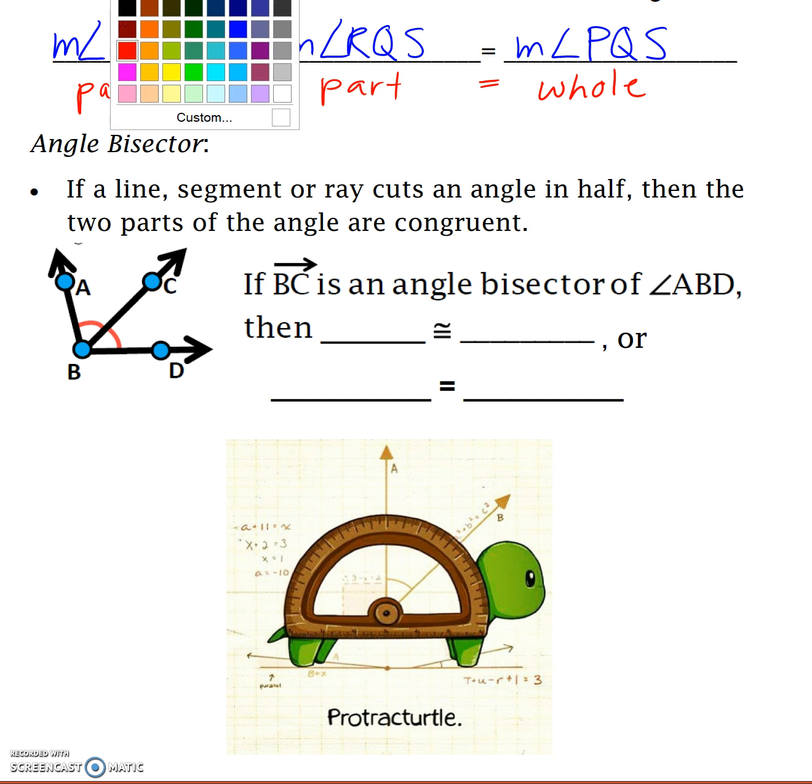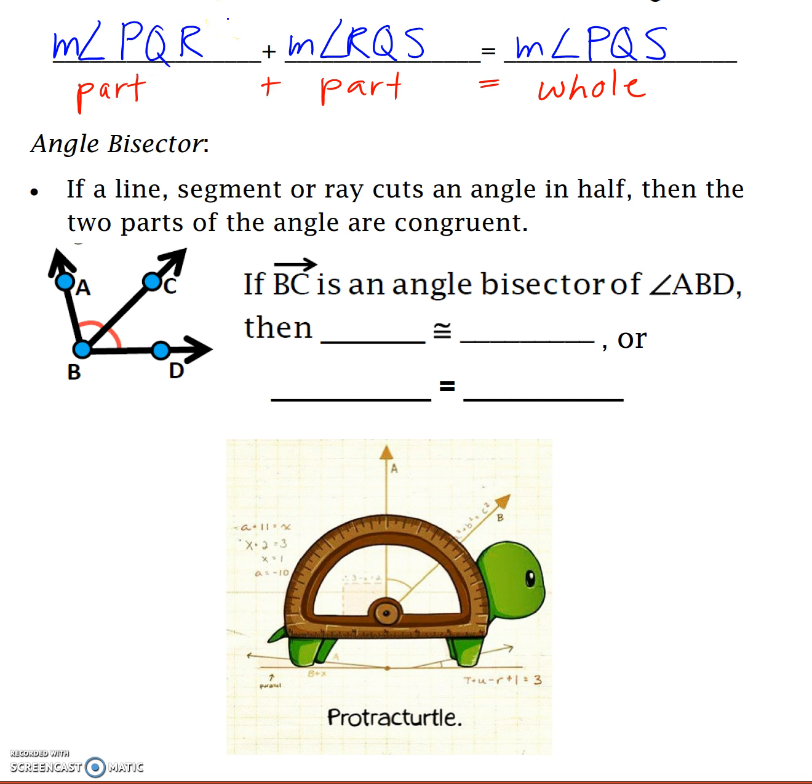Next thing that we're going to have are angle bisectors. So once again, we had segment bisectors. Angle bisectors work very much the same. If a line, a segment, or a ray cuts an angle in half, then the two parts of the angle are congruent. So an angle bisector is just a ray, or a segment or a line that cuts an angle into two equal parts. And you'll notice that in this diagram on the left, they show that by putting one arc in each angle. So those angles are congruent.